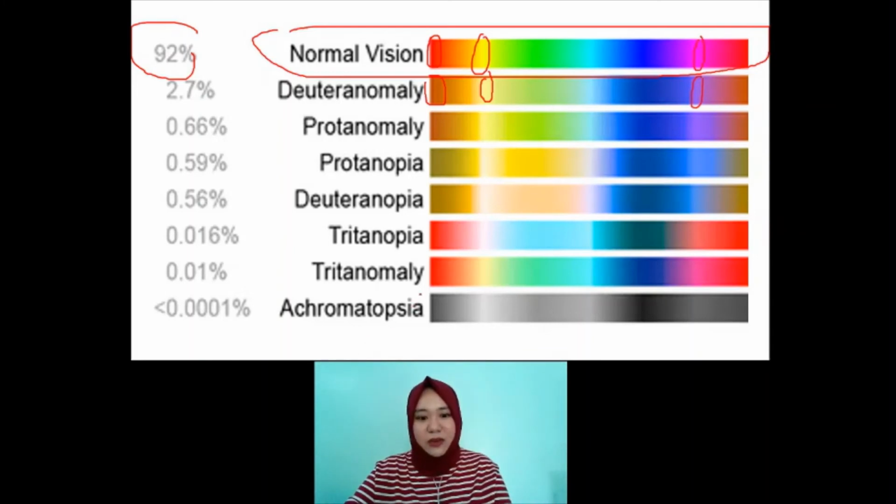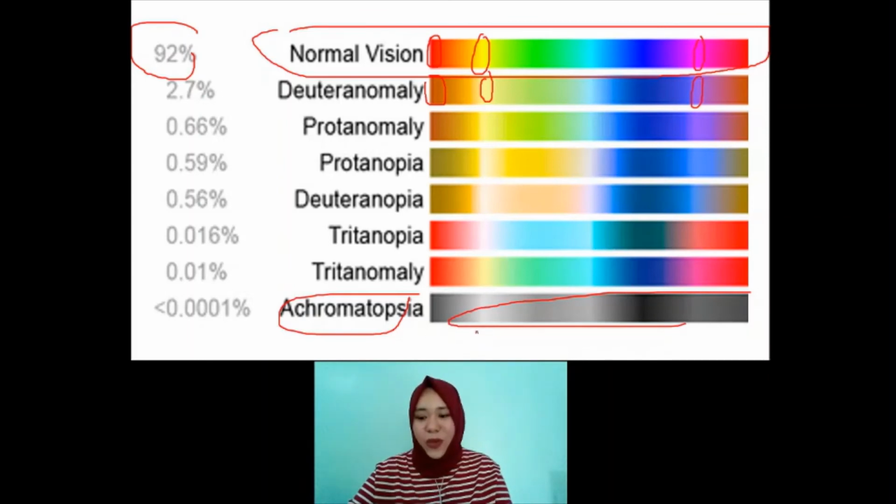And then we have achromatopsia. I think this is the worst, because they only see in black and white. From 100 parts of the population, it's less than 0.0001%. So I think it's not that common. Okay? It's very rare. So I think this is the most difficult. I mean, obviously, they can't see any color. It's just plain black and white.